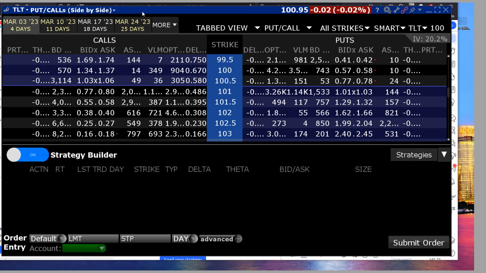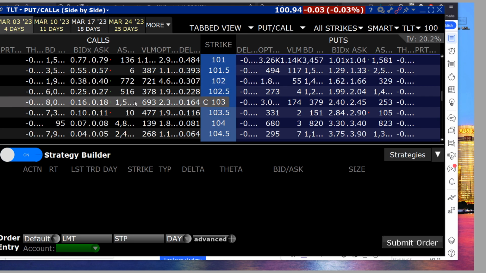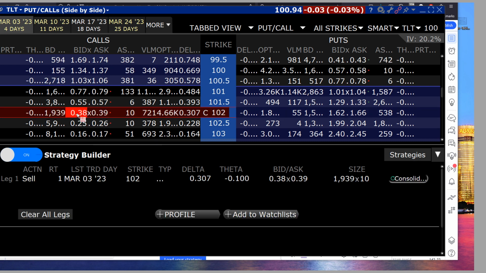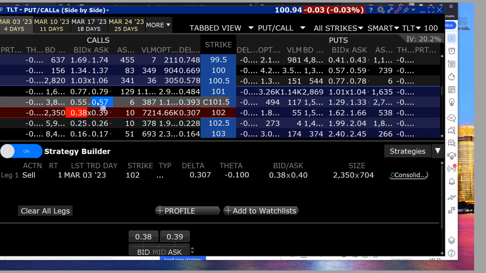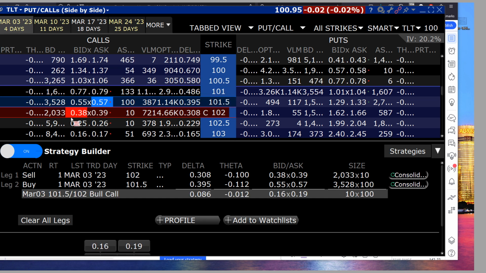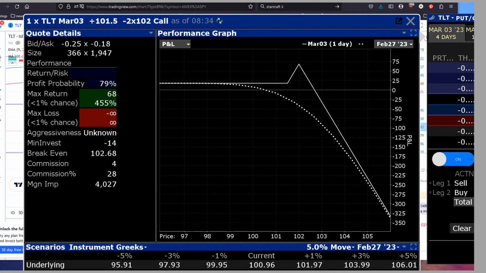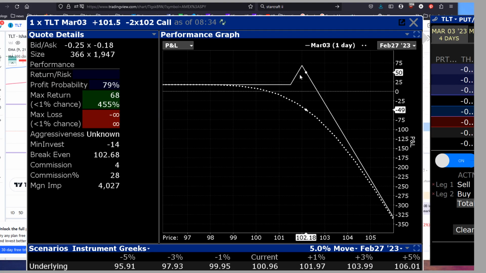So looking at the option chain for TLT, I'm going to take 103 and go up $1 to maybe 102, and I'm going to sell this one and maybe buy the 101.5. So instead of selling two separate strike prices, I'm just going to double up on this 102 strike. So looking at the profile here, now the ear is on the right side instead of the left side.